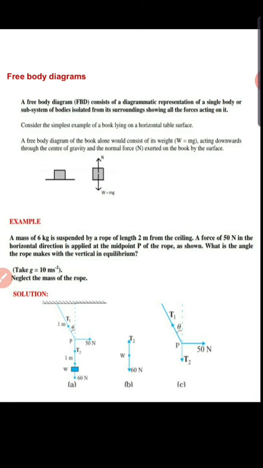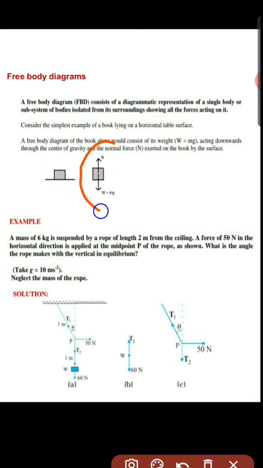For example, in the case of a book kept on a table, the two forces acting on the book are its weight acting downward and the normal reaction exerted by the surface upward. So this shows the free body diagram of such a book kept on the table. It is usual practice to draw free body diagrams in solving problems related to equilibrium. Here comes the first example.